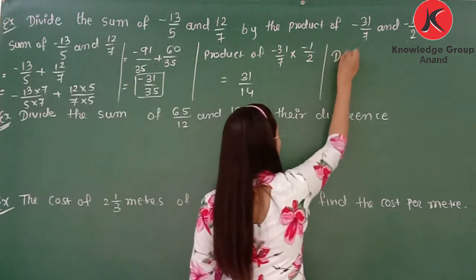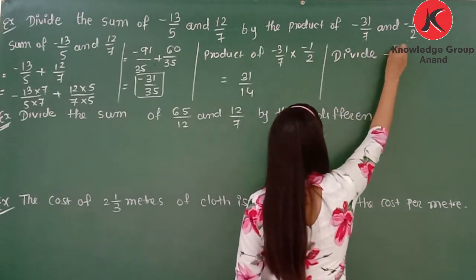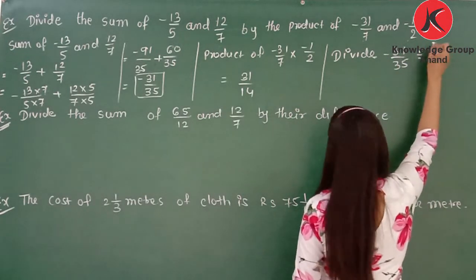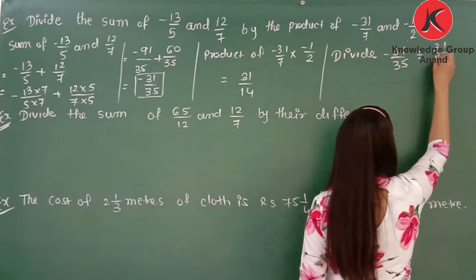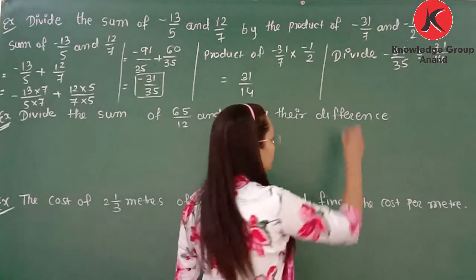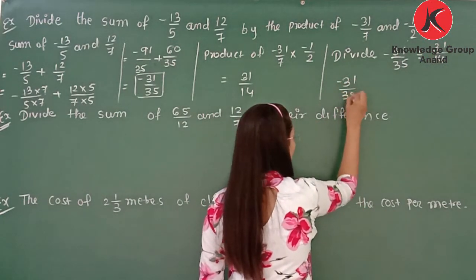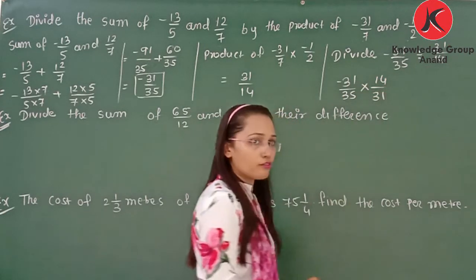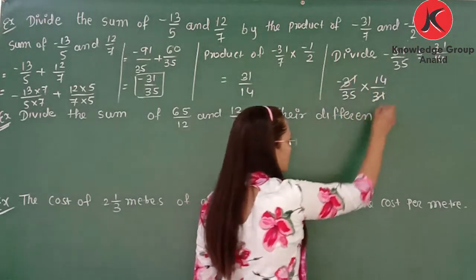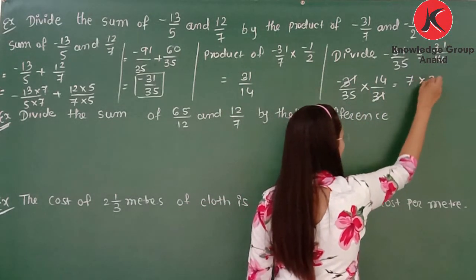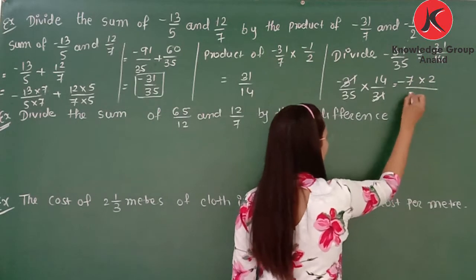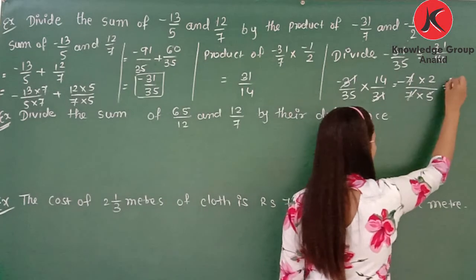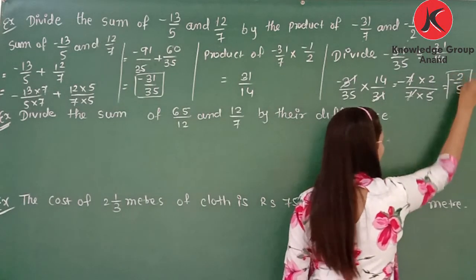So divide minus 31 by 35 with 31 by 40. So minus 31 by 35, division becomes multiplication, so it is 40 by 31. Now here we can cancel out. Factorize: 8 fives are 40, minus sign is there, and 7 fives are 35. So 5 will be cancelled, so the answer is minus 8 by 7.